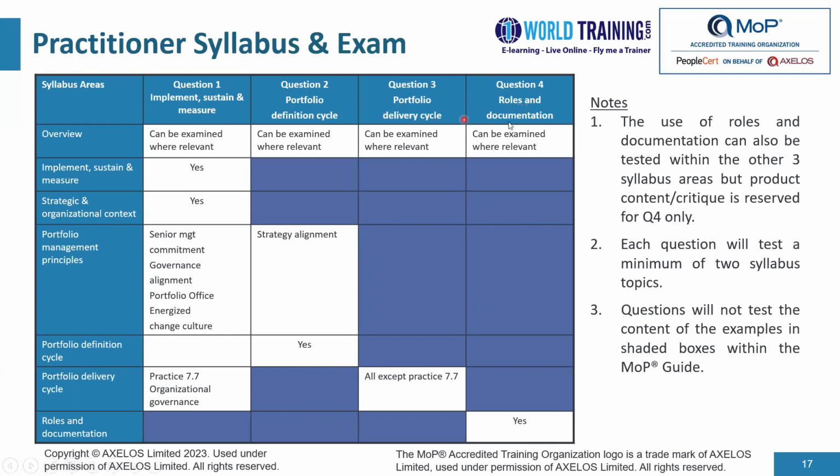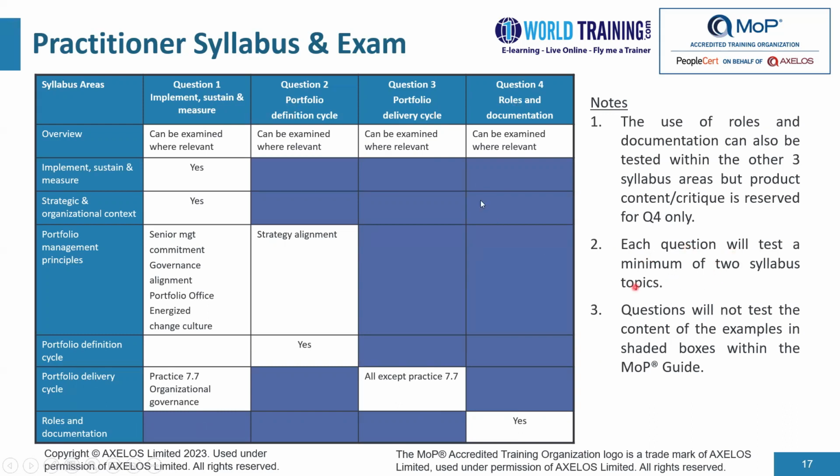So across these 4 questions, the types of questions that you could be examined on are represented on this particular slide. A few notes for you. The use of roles and documentation can also be tested within the other 3 syllabus areas. For example, on this particular slide, roles and documentation is given as tested in question number 4. But you could also be tested on roles and documentation in the other 3 questions besides the 4th question. Note number 2, each question will test a minimum of 2 syllabus topics.